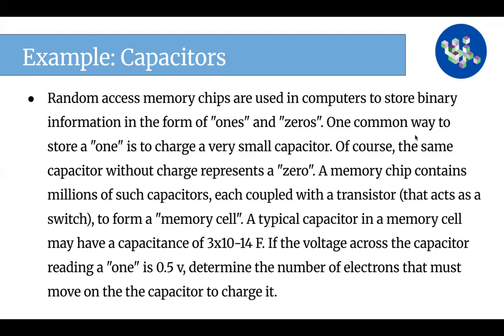A memory chip contains millions of such capacitors, each coupled with a transistor that acts as a switch to form a memory cell. A typical capacitor in a memory cell may have a capacitance of 3 times 10 to the negative 14th farad. If the voltage across the capacitor reading a 1 is 0.5 volts, determine the number of electrons that must move on the capacitor to charge it.